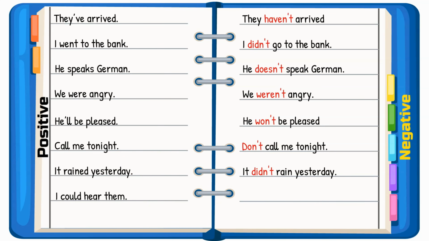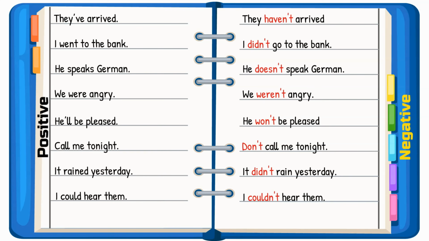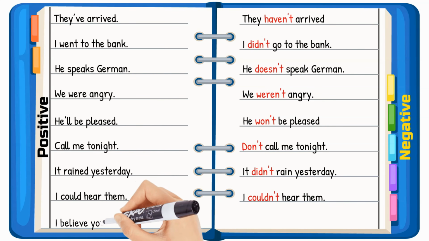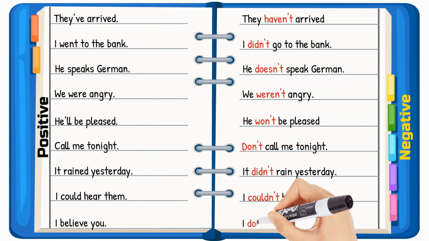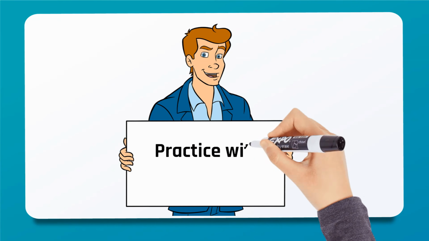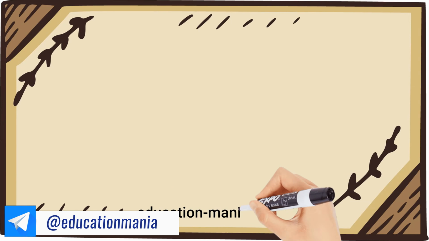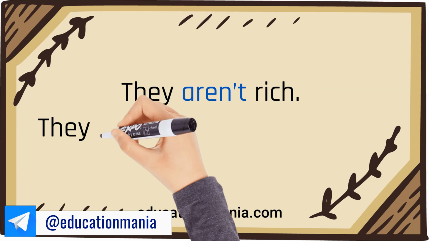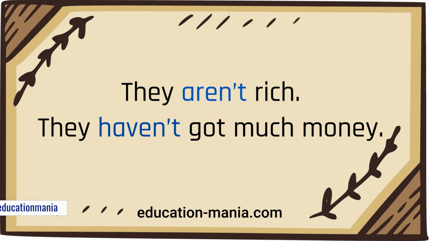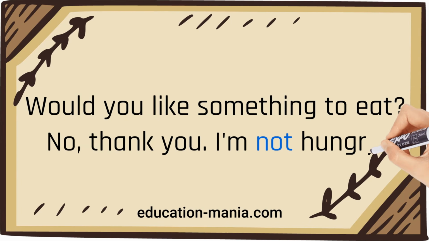I could hear them. I couldn't hear them. I believe you. I don't believe you. Practice with more examples. They aren't rich. They haven't got much money. Would you like something to eat? No, thank you. I'm not hungry.